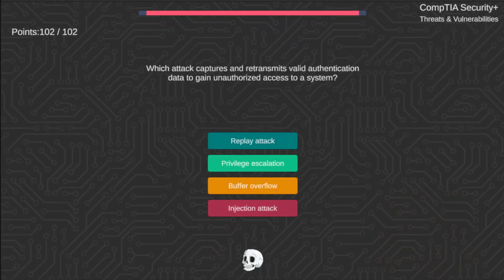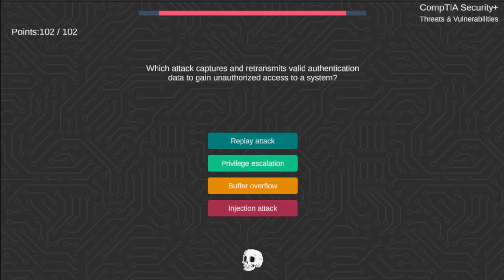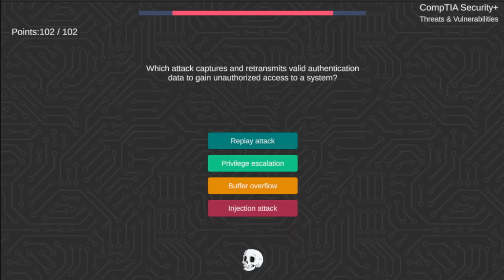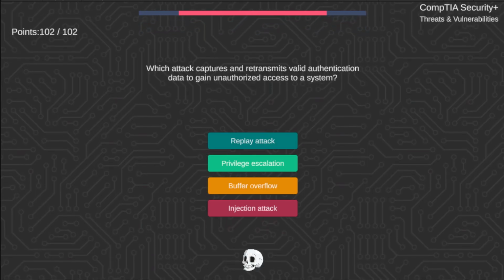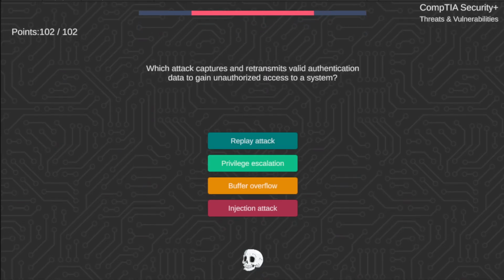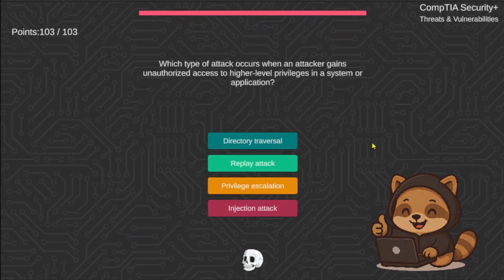Which attack captures and retransmits valid authentication data to gain unauthorized access to a system? Replay attack, privilege escalation, buffer overflow, or injection attack? Captures and retransmits valid authentication data to gain unauthorized access to a system is a replay attack.